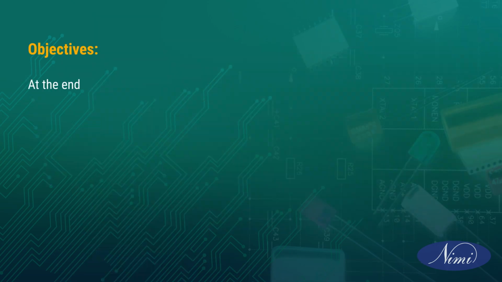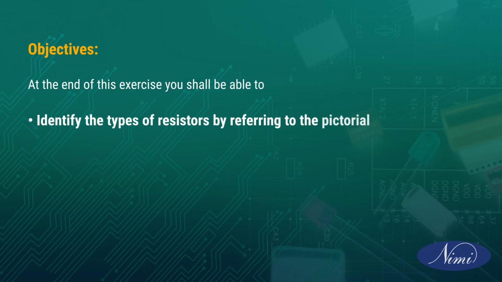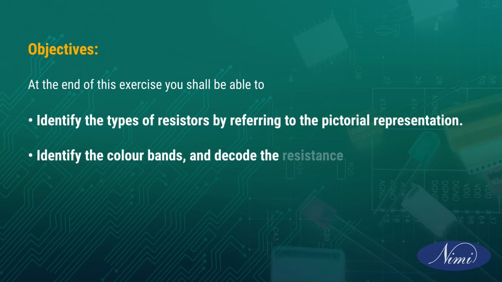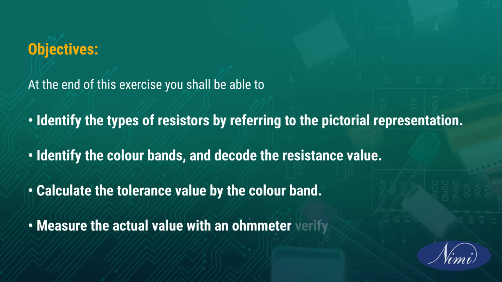Objectives: at the end of this exercise you shall be able to identify the types of resistors by referring to the pictorial representation, identify the color bands and decode the resistance value, calculate the tolerance value by the color band, measure the actual value with an ohmmeter, verify with calculated value.